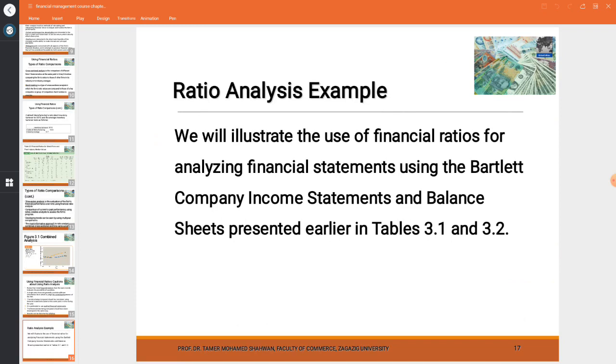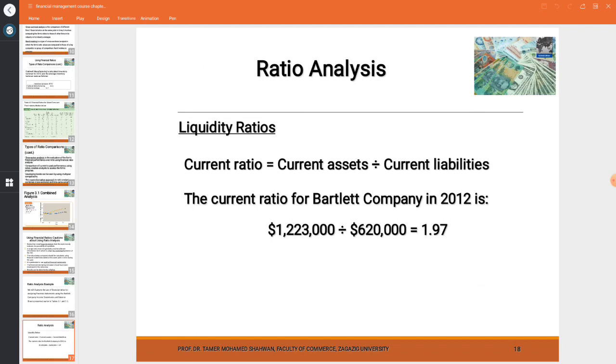To explain how we could apply financial analysis to a specific firm, let us start with a hypothetical example. We have the financial ratios calculated based on the following financial statements. Here are the financial statements that we explained, for 2012 and 2013, and we are going to explain how we calculate the financial ratios for this firm.